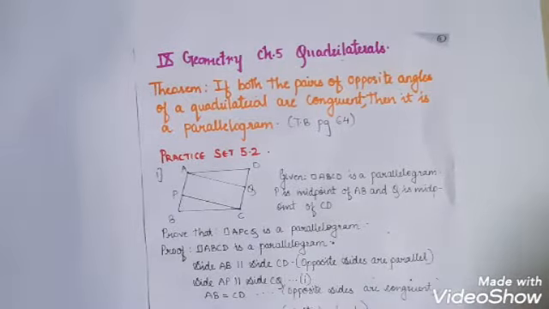Now open your textbook to page 64, we'll see the theorem. If both the pairs of opposite angles of a quadrilateral are congruent, then it is a parallelogram. So now let us see in the textbook.